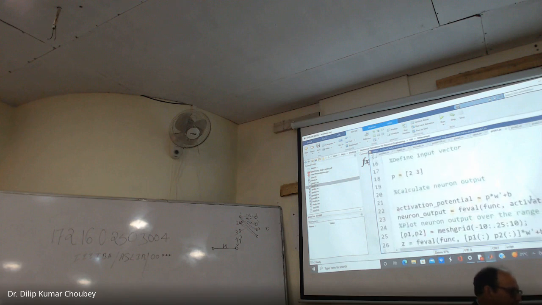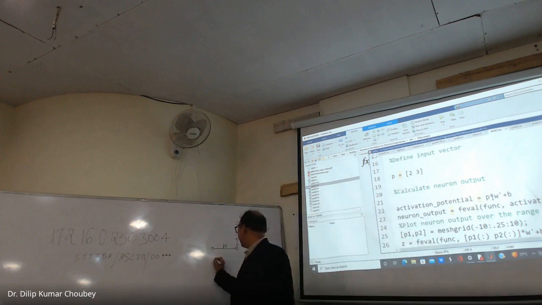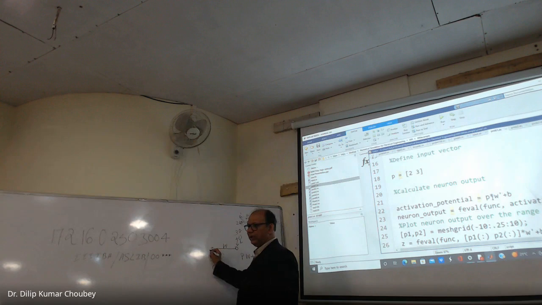So we first define the input P equal to 2, 3. Now we calculate the neuron output. You can understand this from here: this is your input, and there are two inputs. So depending on the input, we consider PW plus B.